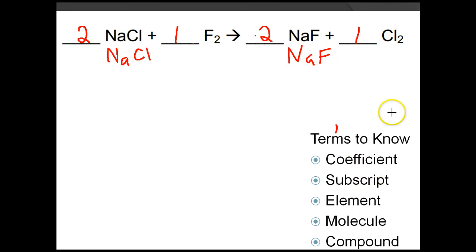Just a quick refresher, a subscript is these little numbers down here at the bottom that tells you how many of those elements you have. So it's right next to it, so Cl little 2 means you have 2 chlorines. That's it.